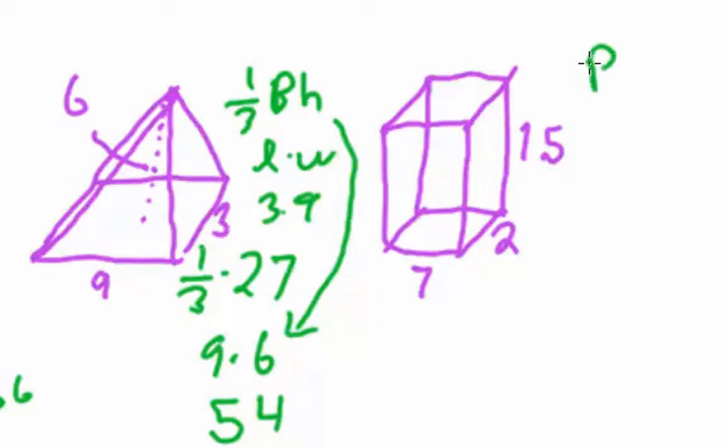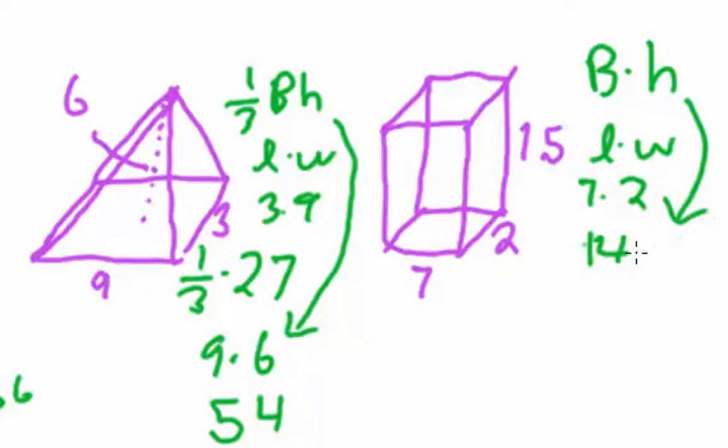With the third example, I have a rectangular prism, so I again use the formula base times height. With this rectangular base, I'll use length times width to find its area. So 7 times 2, which gives me 14. I'll bring down the height of the actual figure, which will be 15. And then I compute 14 times 15, which gives me 210 cubic units.